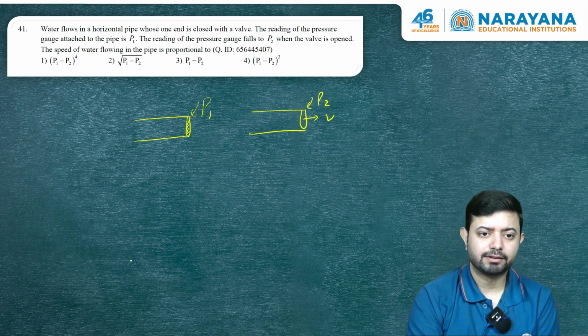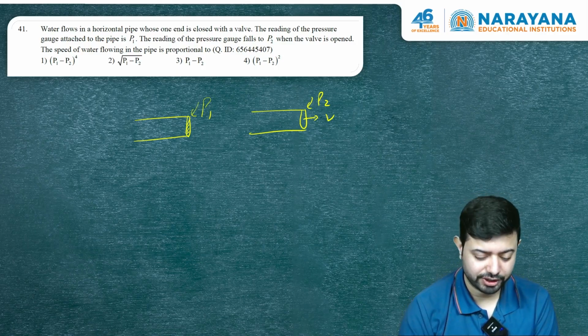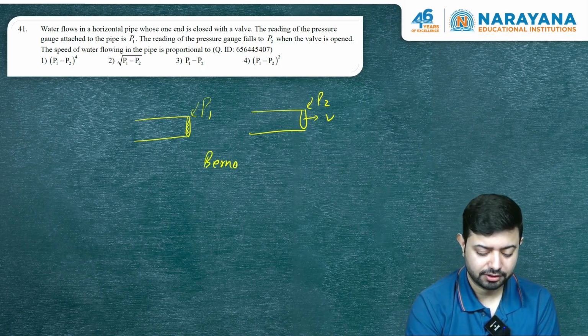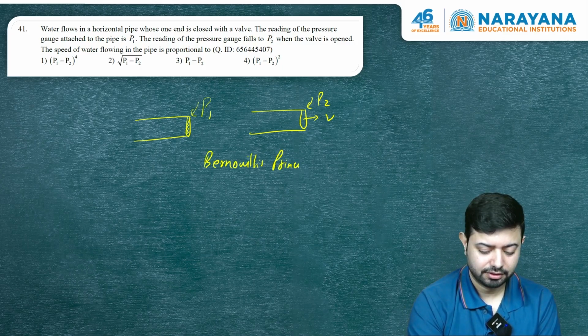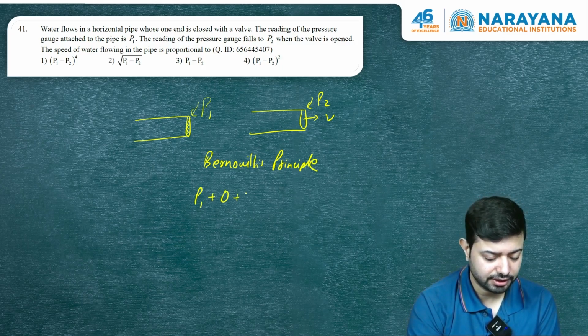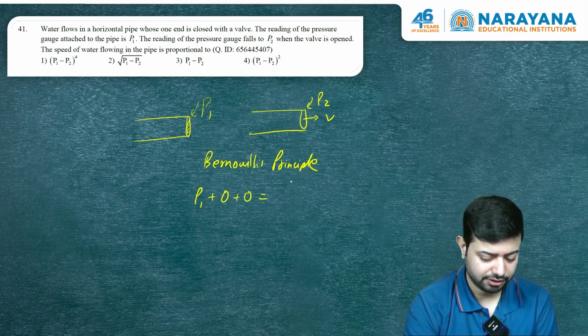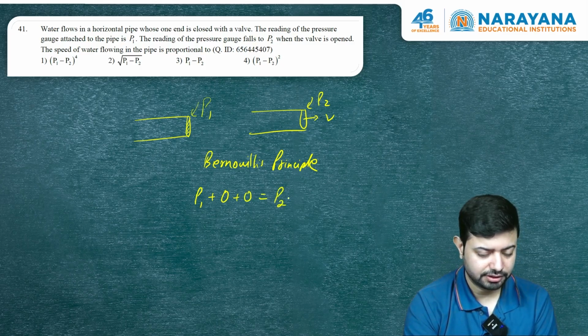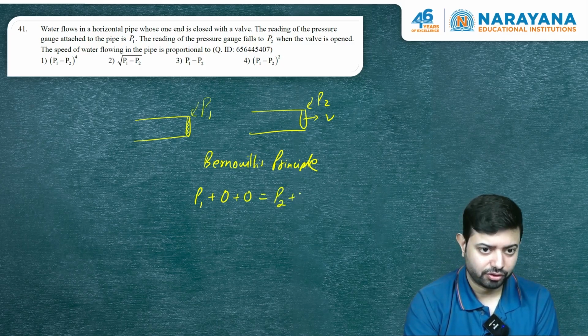Well, simply you can apply Bernoulli's principle between the two scenarios, right? So, what is that Bernoulli's principle going to give you? P1, there is no potential energy, there is no kinetic energy, and then after the removing there is only kinetic energy, half rho v square.